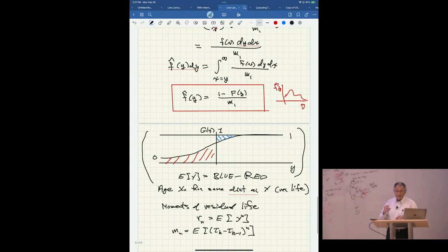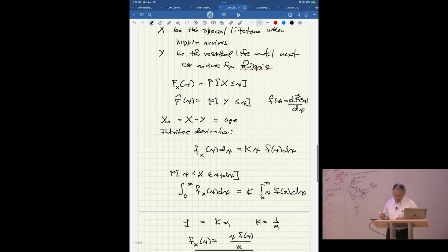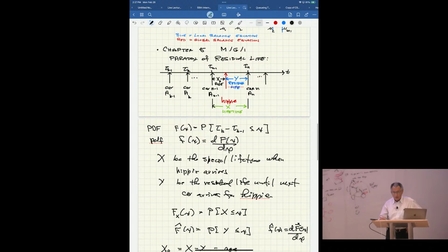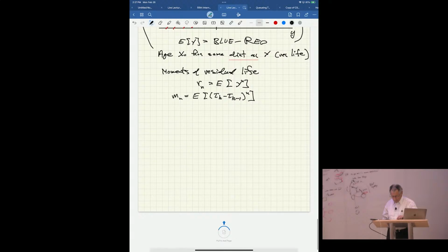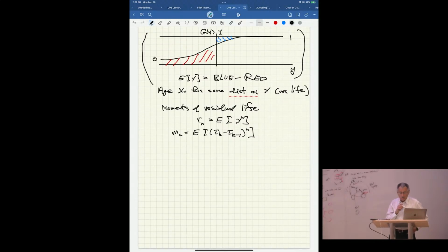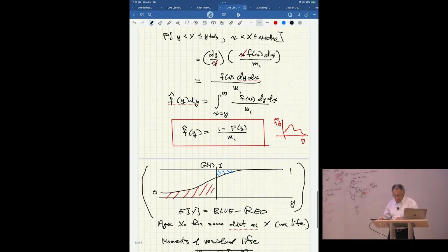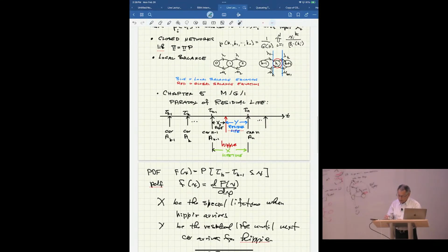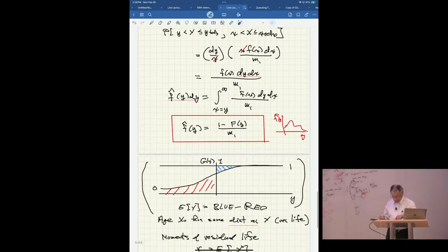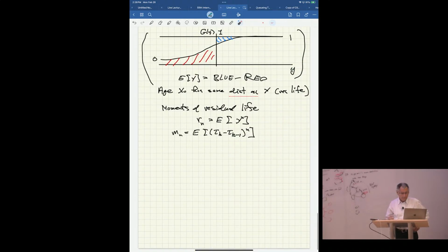F hat of y is the residual life density, the density of this thing in blue. And I'm defining r sub n to be its moments. And I'm reminding you, first of all, that the typical interval, one like this, has moments I'm calling m sub n. The nth moment of that is m sub n. That's what I said down here. Okay.